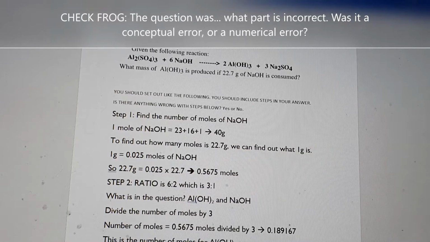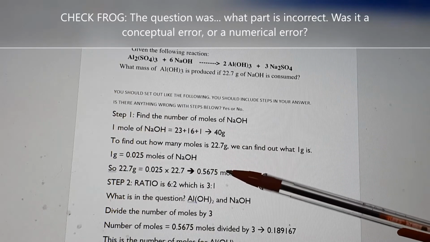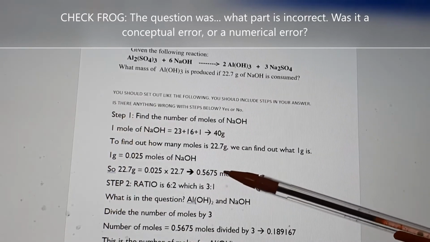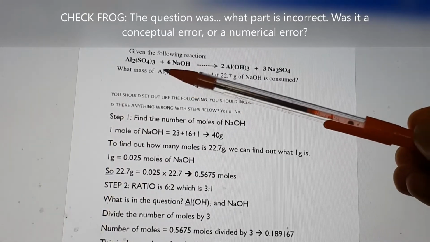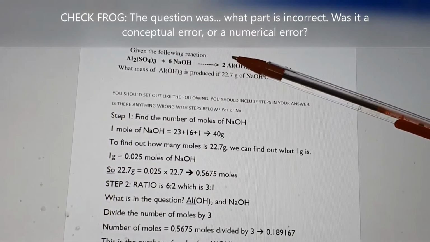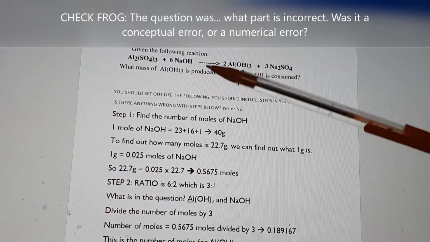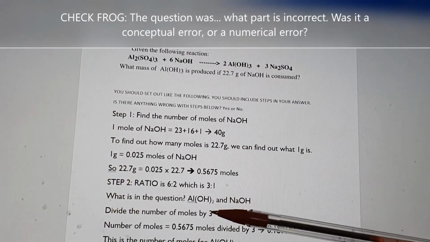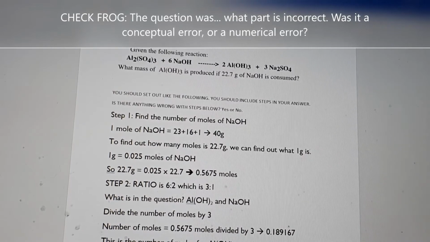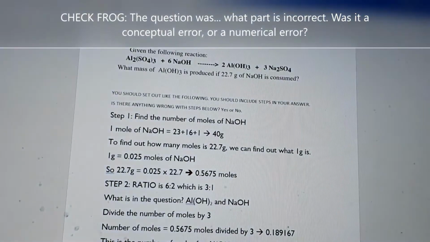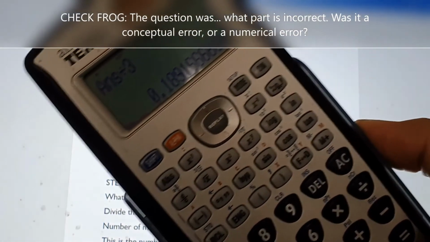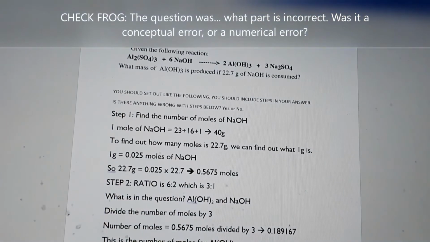Now the question is asking what mass of aluminium hydroxide. So we've worked out the number of moles of 22.7 sodium hydroxide, and that was 0.5675. So here is 0.5675 moles, and we've got to divide by 3 to get this amount, because the ratio is 6 to 2. So this is already on the calculator. We've got 0.5675. We divide that by 3, and you get 0.1892. And that is what you have here.